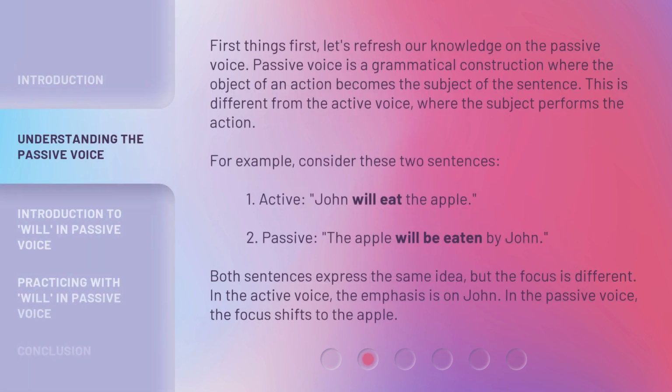First things first, let's refresh our knowledge on the passive voice. Passive voice is a grammatical construction where the object of an action becomes the subject of the sentence. This is different from the active voice, where the subject performs the action. For example, consider these two sentences. 1. Active: John will eat the apple. 2. Passive: The apple will be eaten by John. Both sentences express the same idea, but the focus is different. In the active voice, the emphasis is on John. In the passive voice, the focus shifts to the apple.